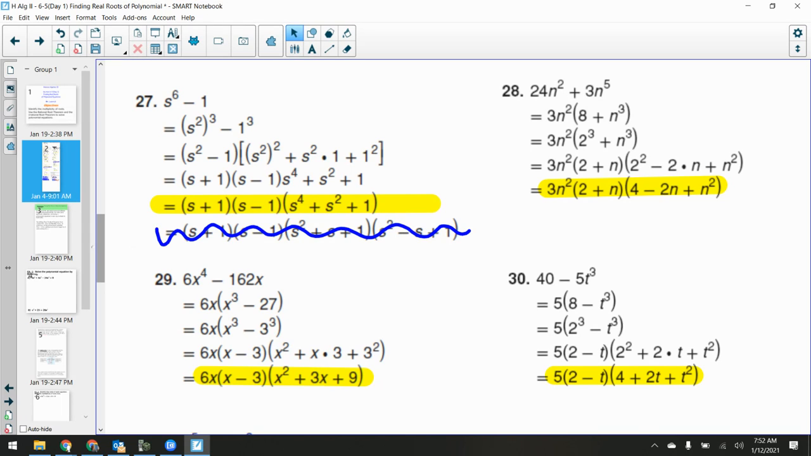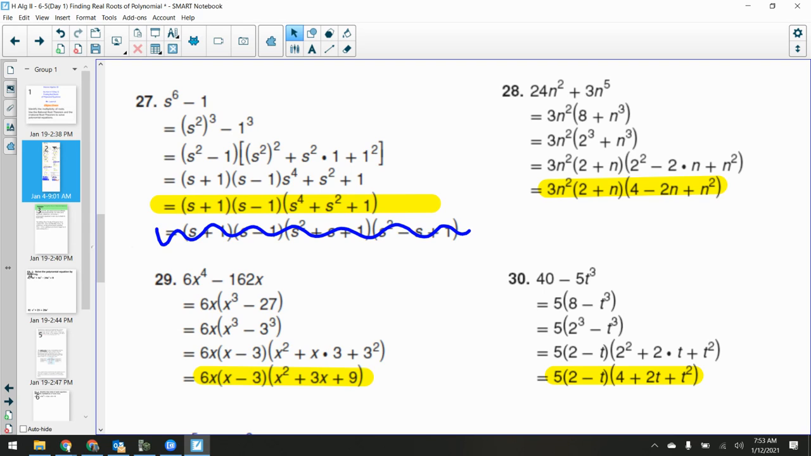So I say, okay, I've got a binomial and a trinomial. And so we take same, opposite, always positive for the signs. The cube root of s to the 6th is s squared. 6 divided by 3 is 2, s squared. The cube root of 1 is 1. And then we take squared, product, squared. And that's what you see here. S to the 4th, s squared, 1.